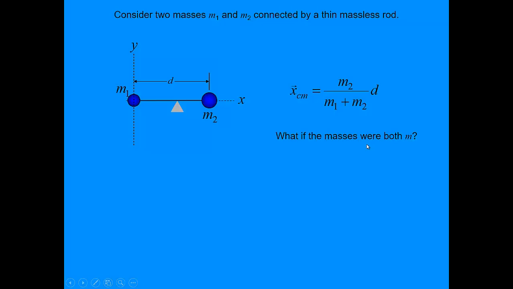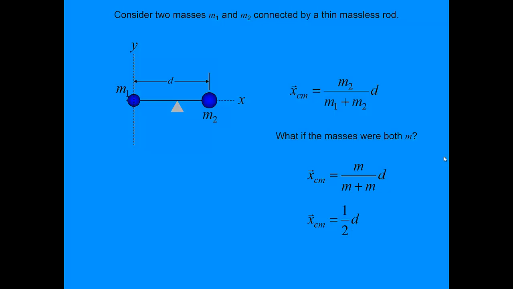What if the two masses were both M? What if they had the same mass, in other words? Well, then we could get rid of the subscripts. And notice we have M over M plus M. Well, M plus M is 2M, and M over 2M is 1/2. Please, M over 2M is not 1 over M. The M's cancel and we leave the 1/2. Think of your algebra. So this equation is predicting that if the masses are the same, the center of mass would be right in the center. Well, that kind of makes sense.